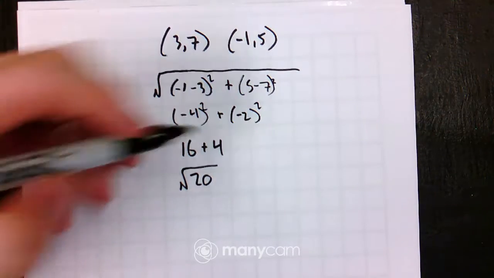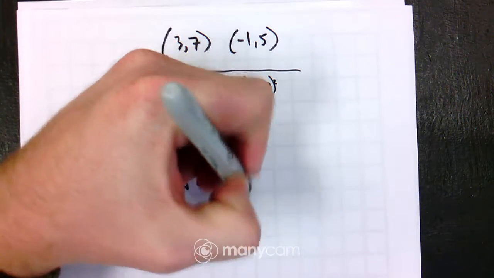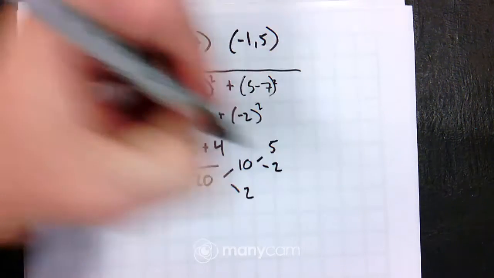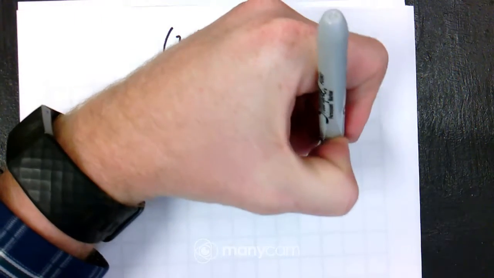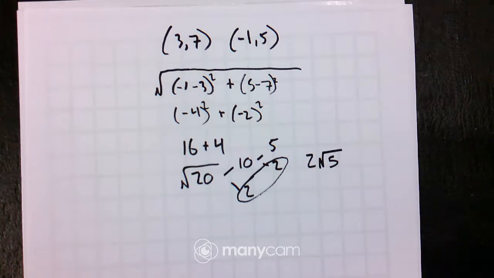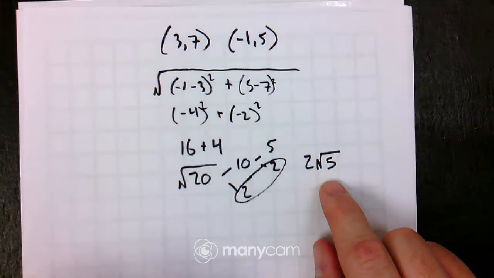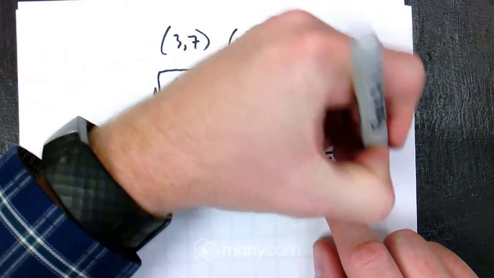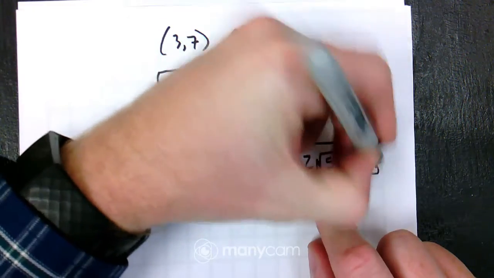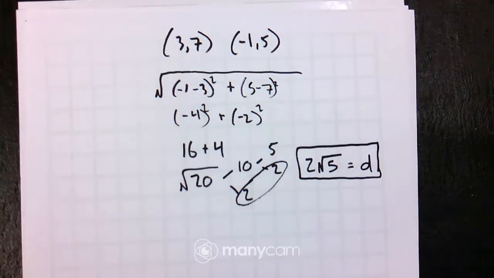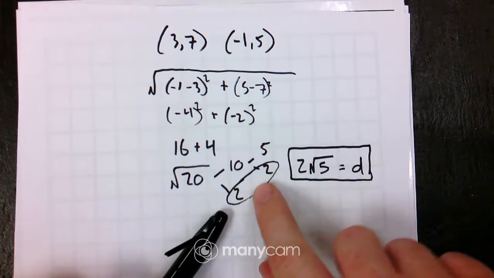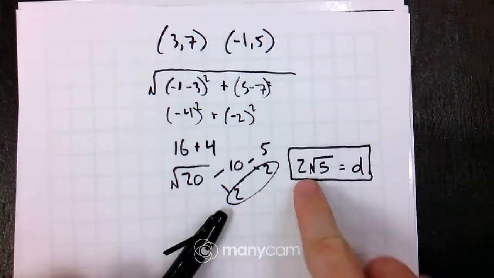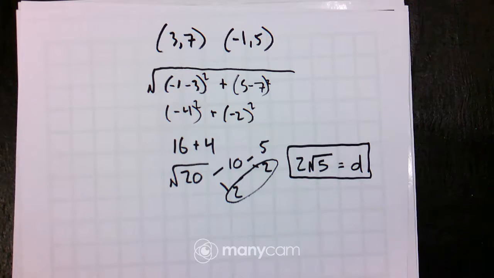Can I reduce this? Yeah, I can reduce it to 10 and 2 and 5 and 2. I got a pair of 2's, so then I could do 2 square root of 5. So that's my distance. You guys remember how to do this? You find all the factors of the number inside there, and any pairs, you take one out. You take the pair of 2's, you take one out. You marry them together.